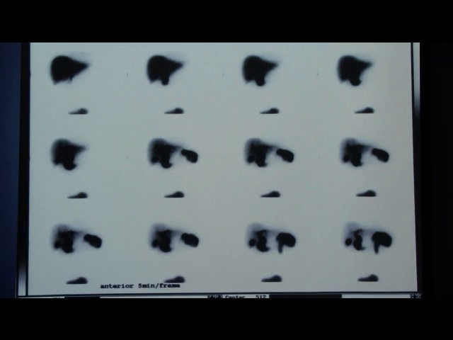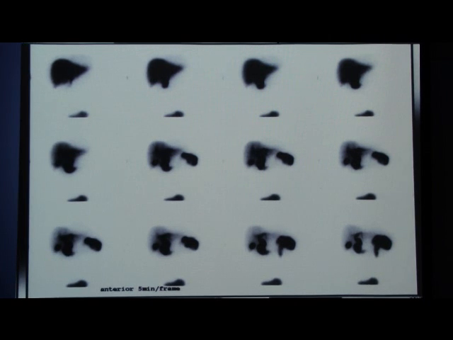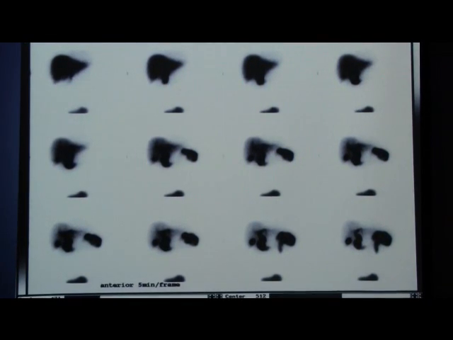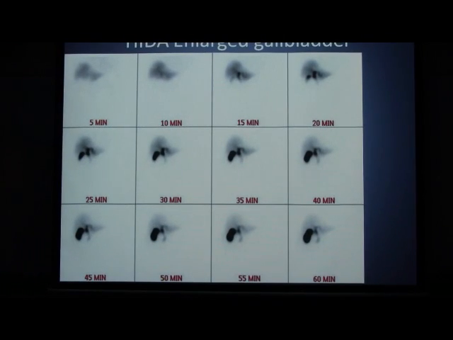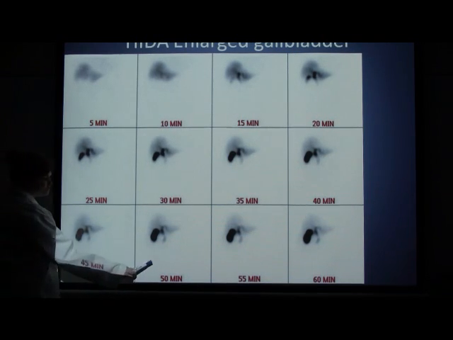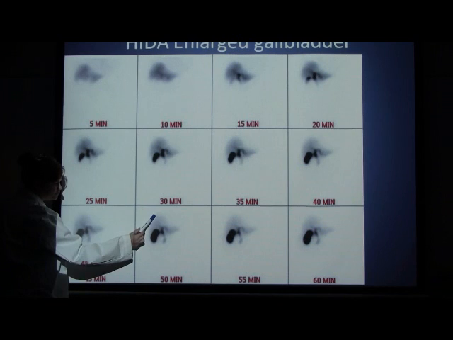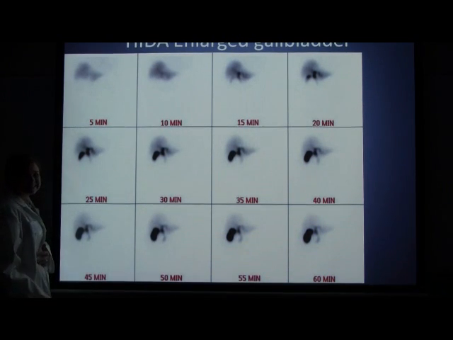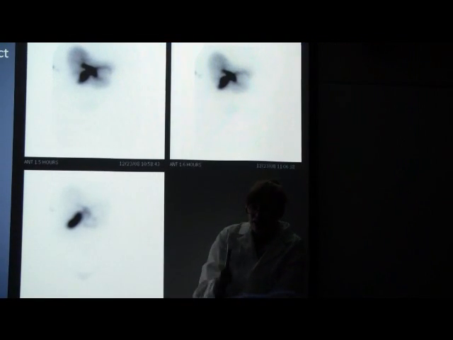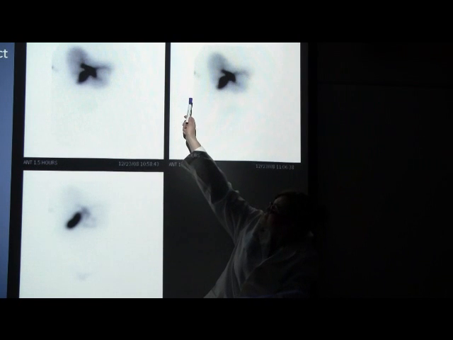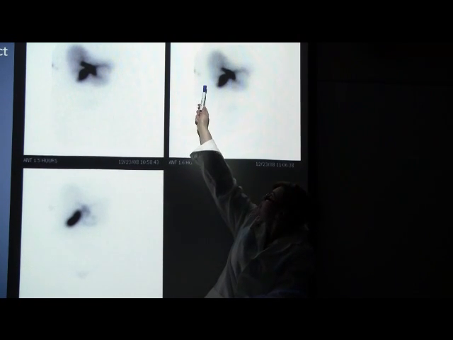This is a normal hepatobiliary scan, or HIDA scan. This HIDA scan is a functional study where they take scans in 5-minute intervals. This scan shows an enlarged gallbladder in comparison to the tiny liver. This HIDA scan shows an enlarged liver with possible common bile duct obstruction.